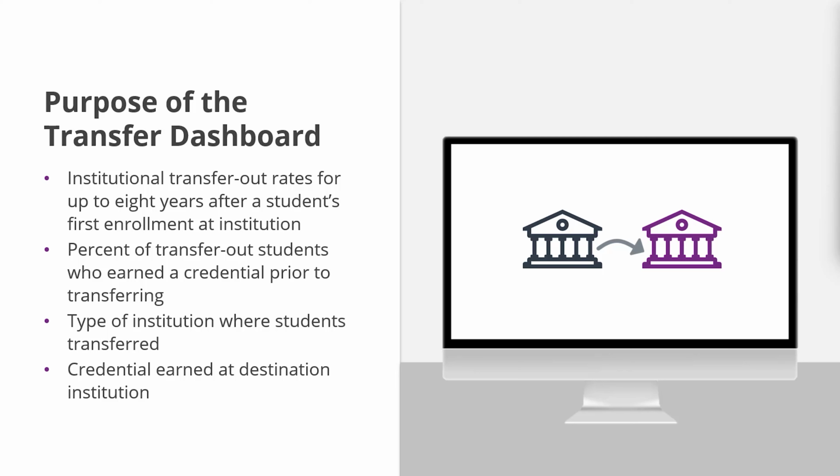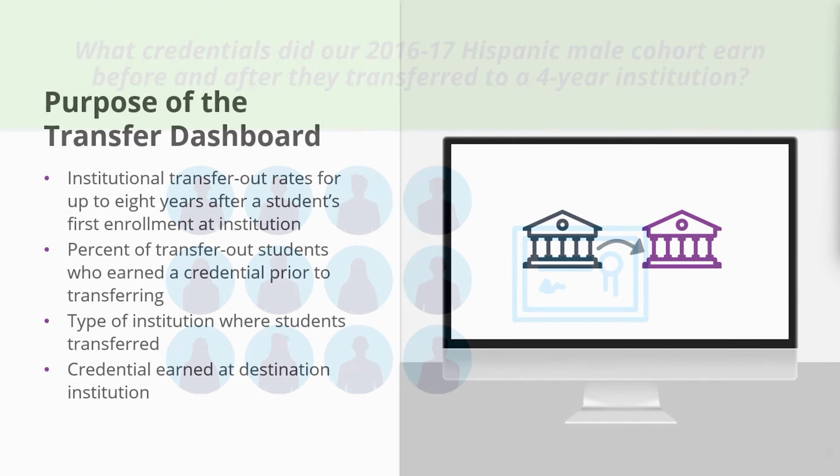The Transfer Dashboard contains a wealth of information, like institutional transfer out rates for up to 8 years after a student's first enrollment at your institution, the percentage of transfer out students who earned a credential prior to transferring, the types of institutions students transferred to, and the credential earned by those students after they transferred.